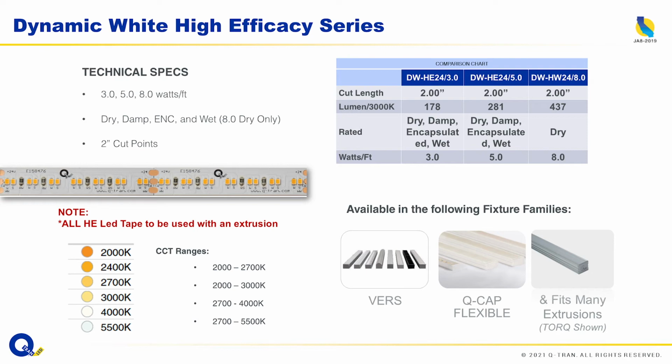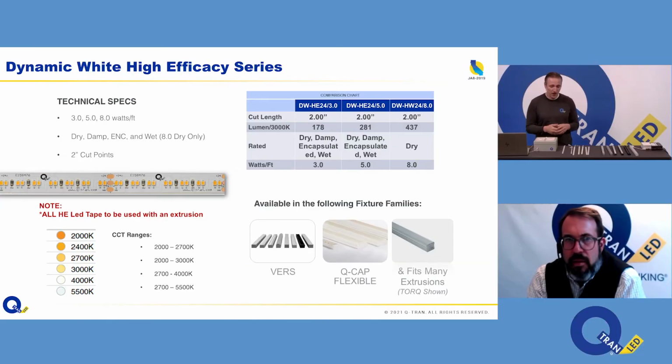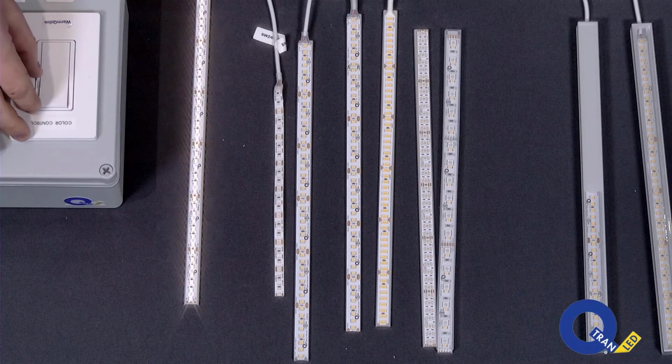And one of the other things we want to talk about here is the dry and the damp, and then encapsulated is only available for 3 and 5 watts. The 8 watt is only available in dry, obviously because of the heat dissipation. Let's look at an example here, Tyler. I have on the right here an 8 watt a foot, and we'll just control the dimming.